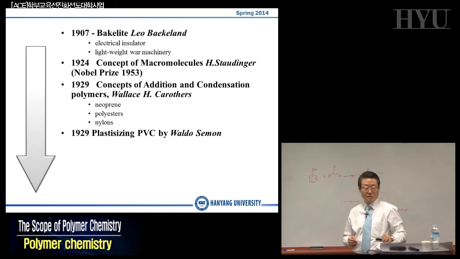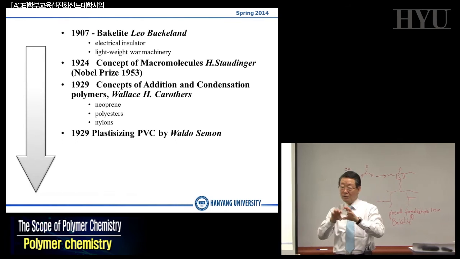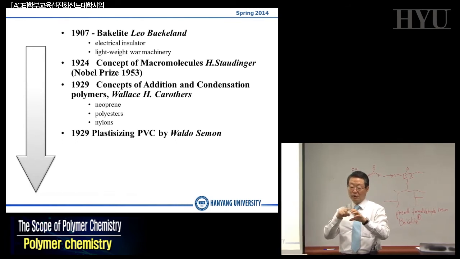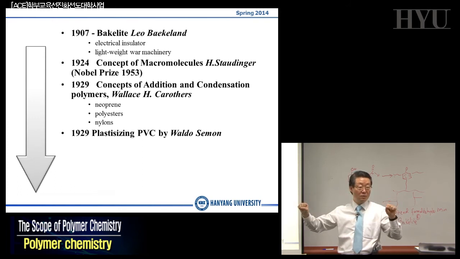PVC, polyvinyl chloride, has a chlorine group in the side chain. This chlorine group has 3 unshared electron pairs. So those chlorine groups gather together because of the dipole moments, and you will make a very strong material even in the linear polymers.